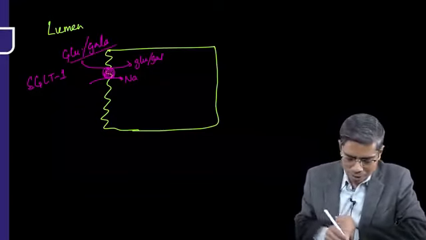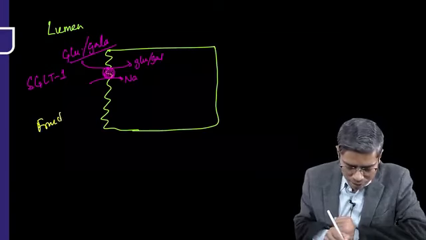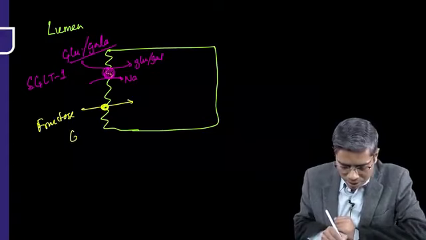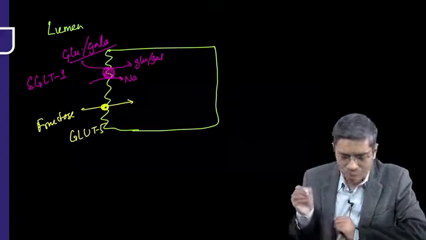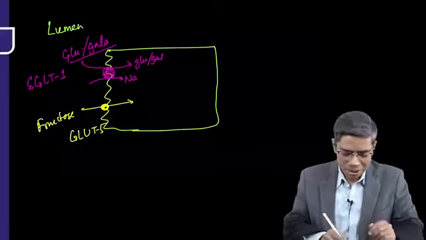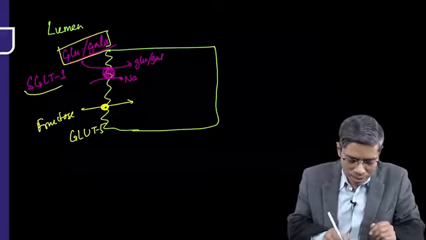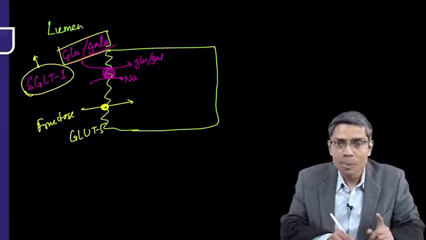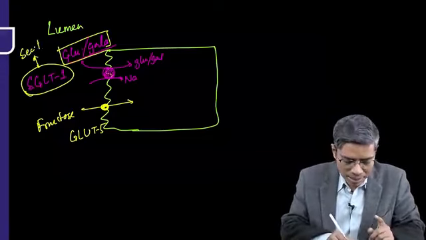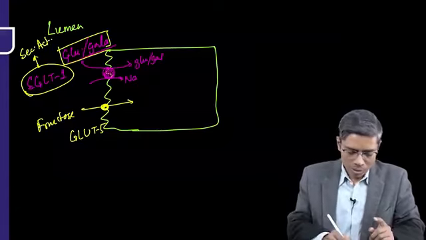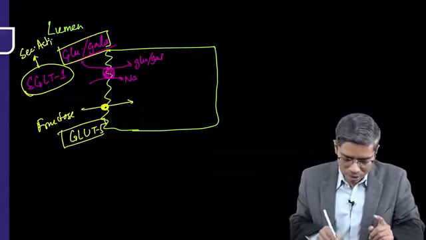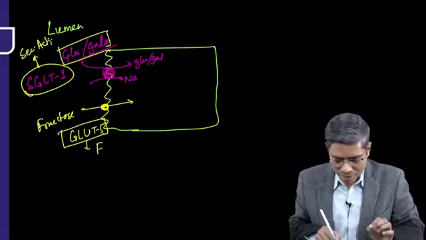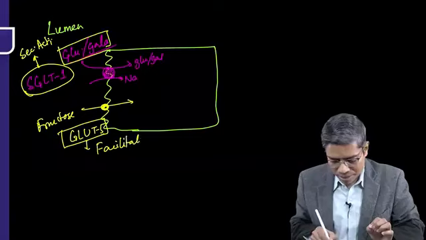But what if the question is about fructose? That is also a monosaccharide. The transporter of fructose is GLUT5. So if I ask you a question on glucose and galactose, it is SGLT. All the SGLTs are examples of symporters, so it is a secondary active transporter. But all the transporters which start with the name GLUT, glucose transporter, are examples of facilitated diffusion.